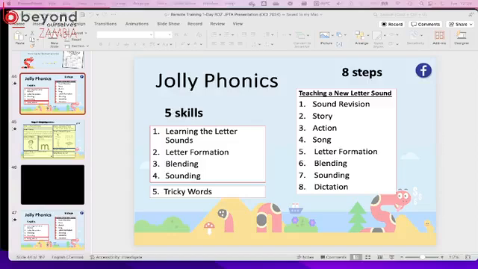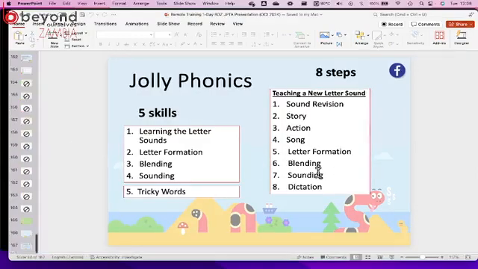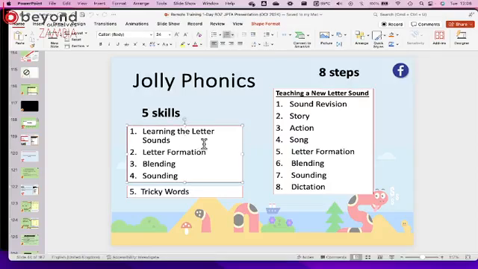So the screen that I'm sharing right now, what you can see on here is that we've got the skills of Jolly Phonics and the steps of those lessons as well. Okay, so the skills of Jolly Phonics, these are the things that we want learners to be able to do in order to gain initial literacy in English. So they need to be able to know the sounds. They need to be able to pronounce the sounds. Okay, they need to be able to know how the letters are formed and how to write them effectively.